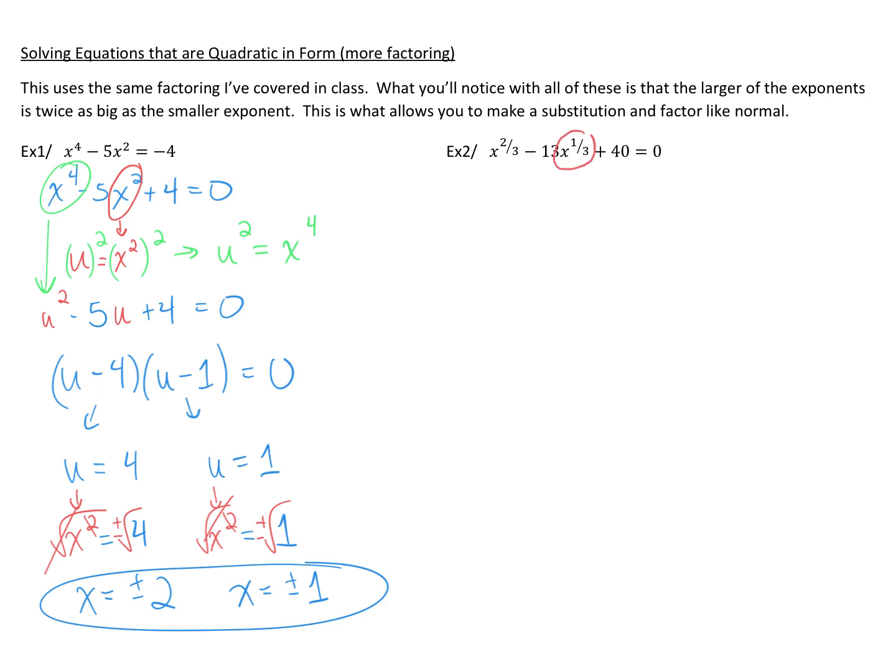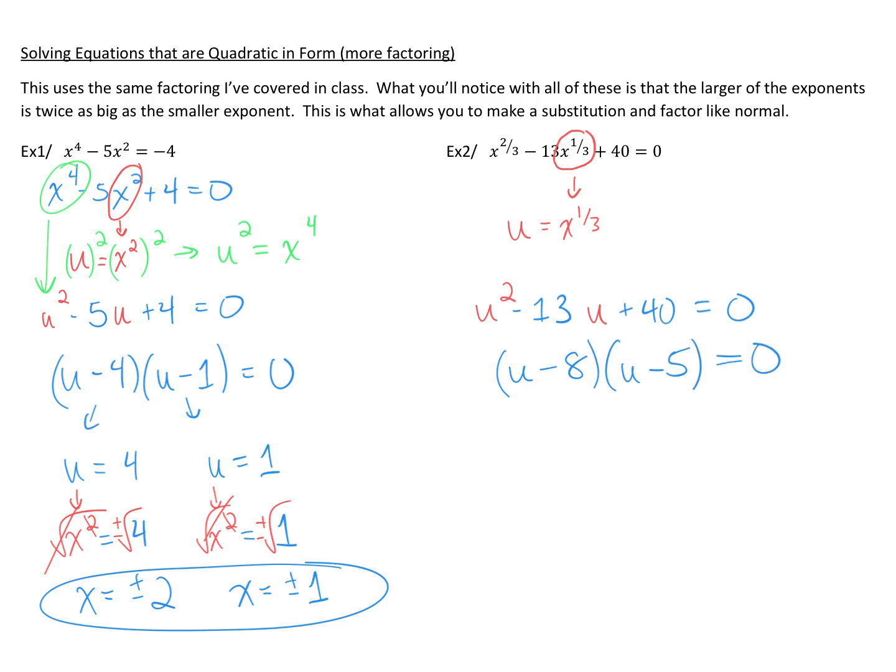It looks like we have our equals 0. So that middle term, x to the 1/3 power, that's what u will be, giving us an equation that looks something like u squared minus 13u plus 40 equals 0. So all that happens is that the variables get replaced with a u and a u squared. From there, you can factor. This becomes u minus 8 and u minus 5 equaling 0.